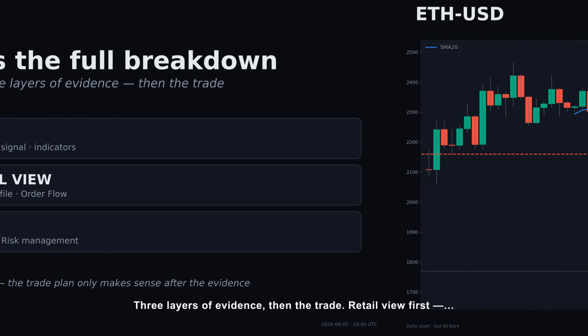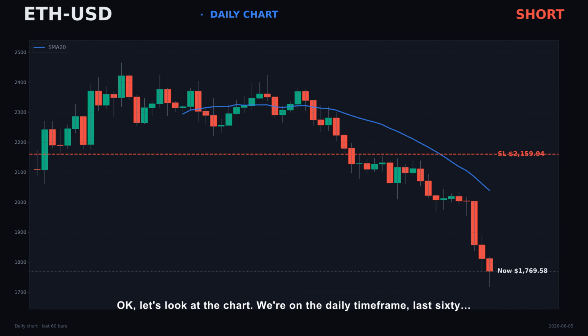Let's go. Okay, let's look at the chart. We're on the daily time frame, last 60 bars. Price action is in a downtrend of strong strength. That's our primary directional bias right out of the gate. You can see the dotted lines on the chart. Green is our TP at $1,434.53. Red is our SL at $2,159.94. Those are the two numbers that matter most in this whole video.